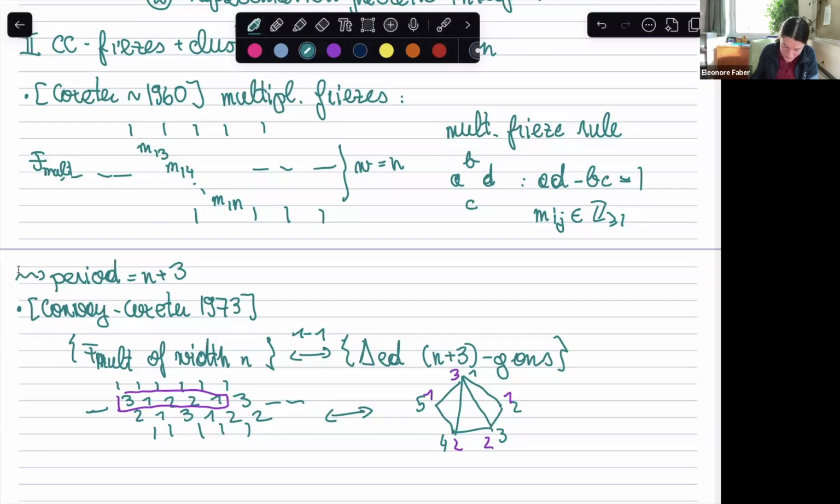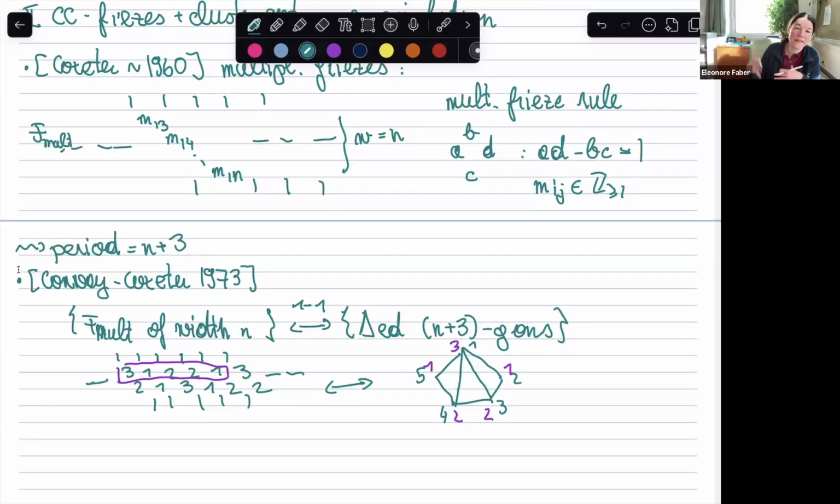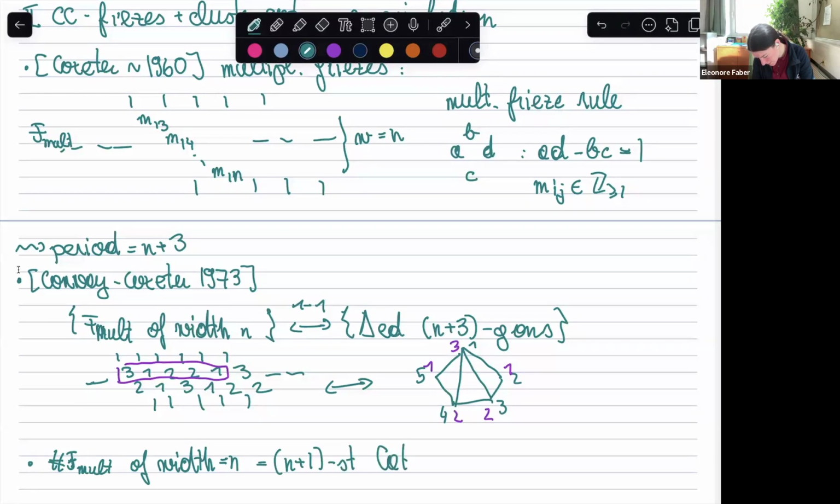This in particular tells you that we can easily enumerate the multiplicative friezes, because we know how to enumerate triangulations, namely by the Catalan number. So the number of F_mult with width n is the (n plus 1)st Catalan number.